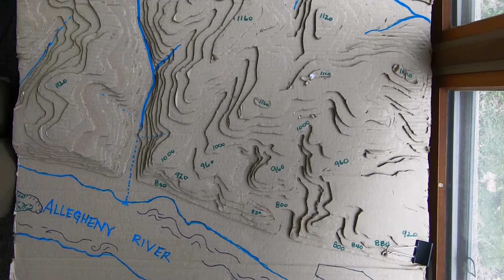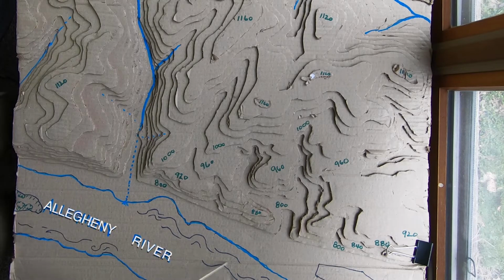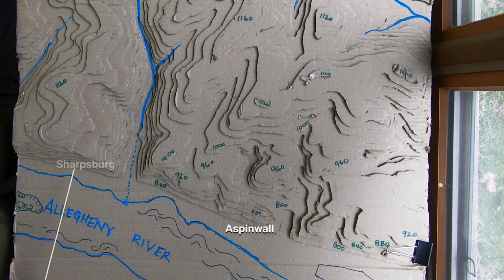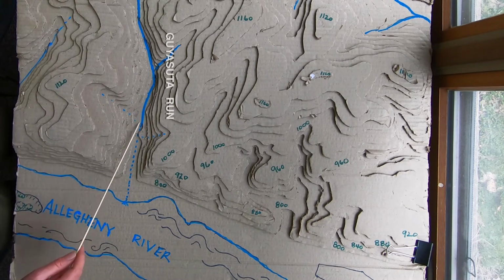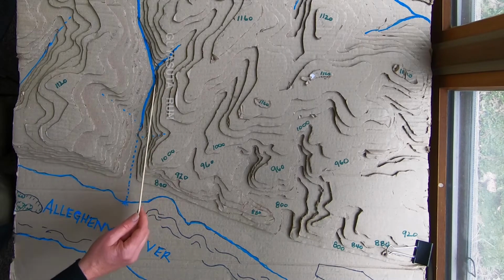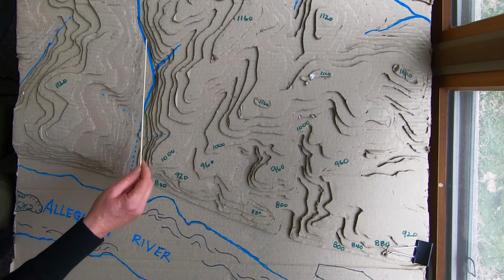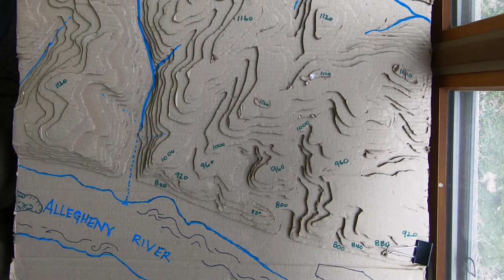This is another 3D contour map, but it's showing a part of the Allegheny River that is much closer to home. This is where the river runs past Aspinwall and Sharpsburg on its way to the Ohio River. This stream is Guyasuta Run. And it's easy to see on this map that the hillsides surrounding it are all part of Guyasuta Run watershed.